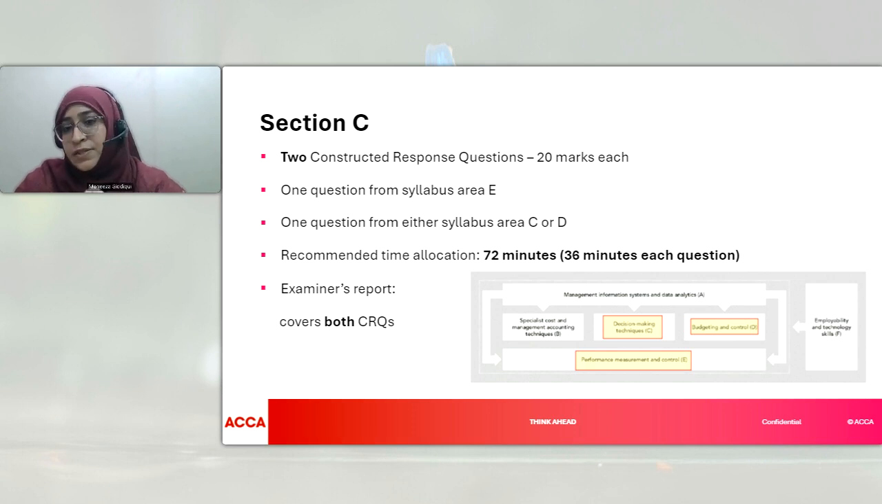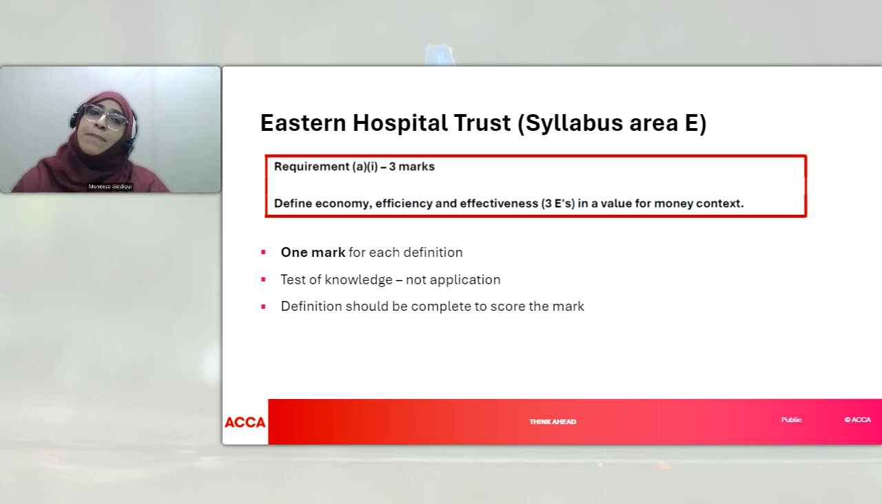The key things that I want to pick up are from the feedback that the examination team has highlighted, and I'll be going through this question by question. The first question that we have is a not-for-profit organization, the hospital trust. We've got the requirements, and then we've got, of course, the pointers that the examination team has picked up. So what I've done is pick up the requirements and slot them in the box.